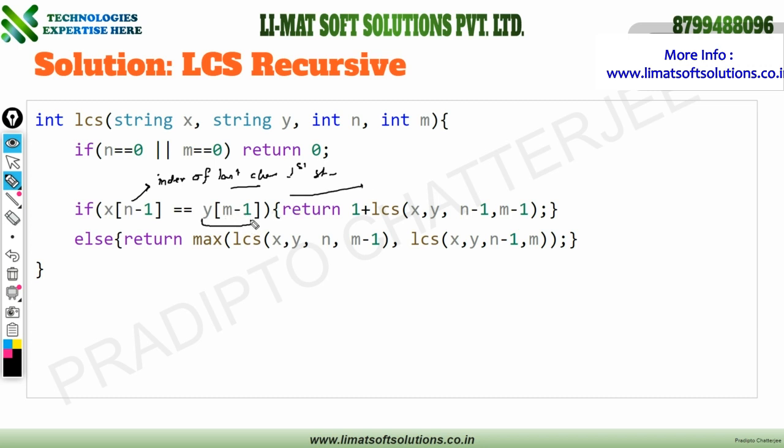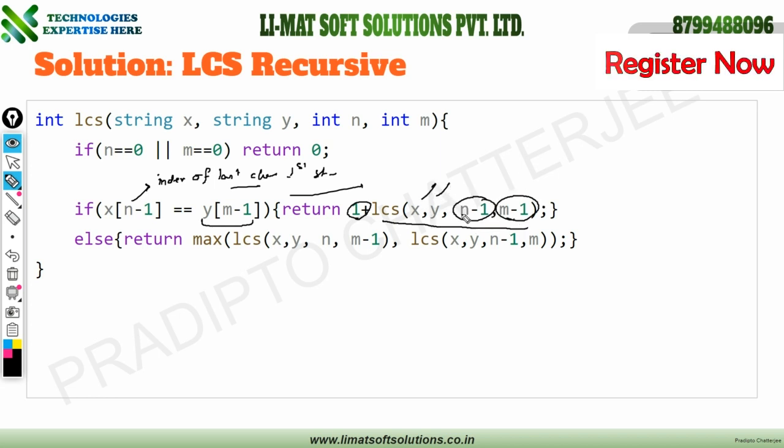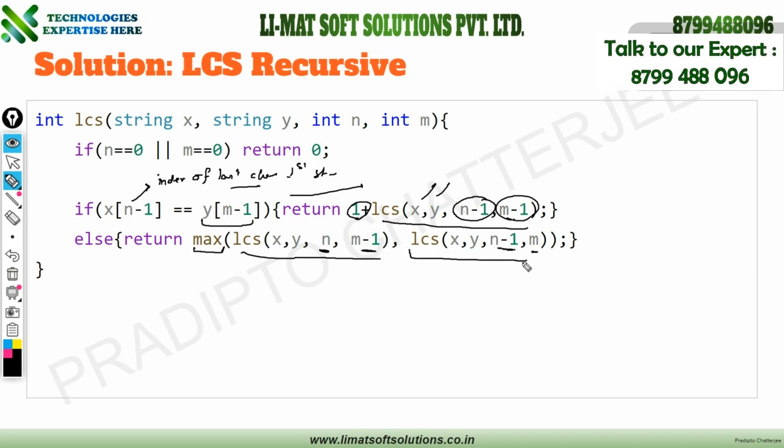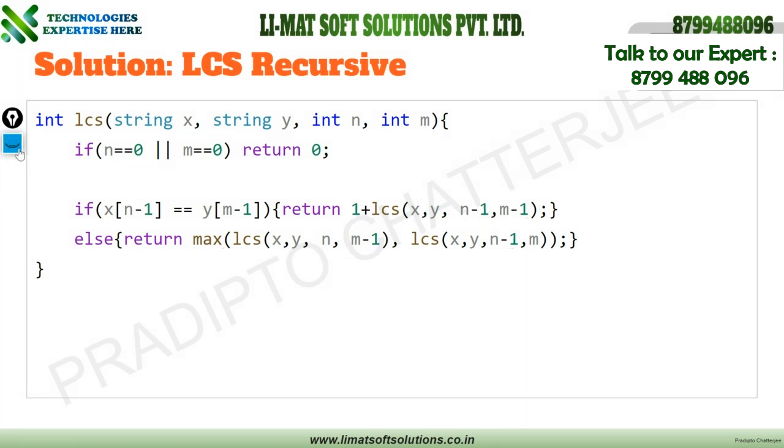So if this is the case, I will add 1 because they are matching. If they are matching, I will add 1, and I will call the same function for the remaining part of the strings we have passed. Else, I am trying to get the maximum of the entire first string with the remaining part of the second string, and the entire second string with the remaining part of the first string, as we have explained in the example. This is the entire recursive solution.